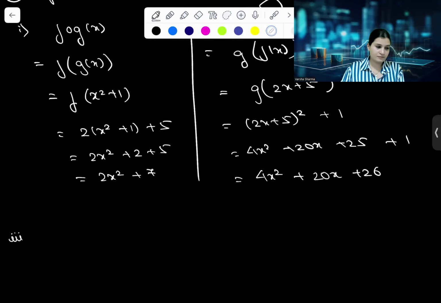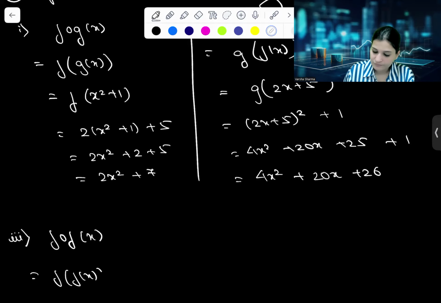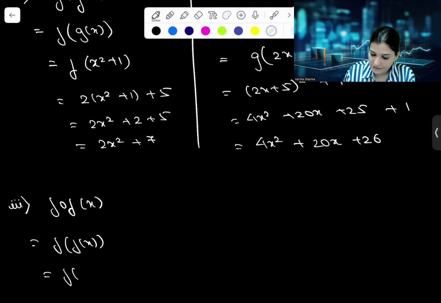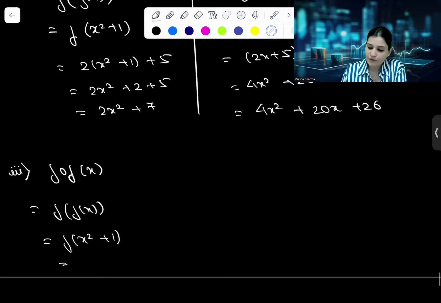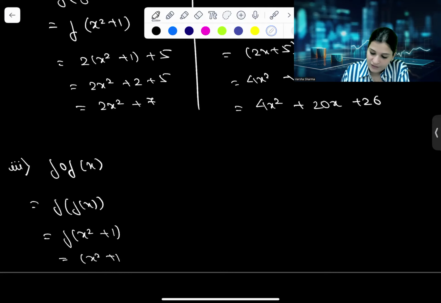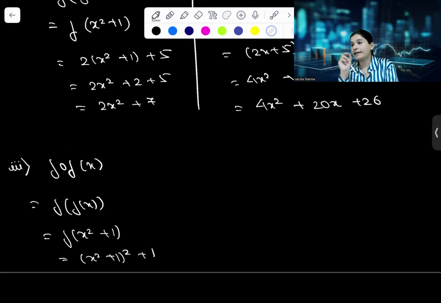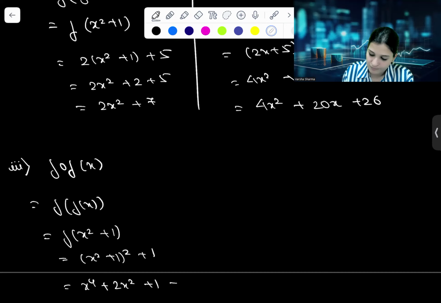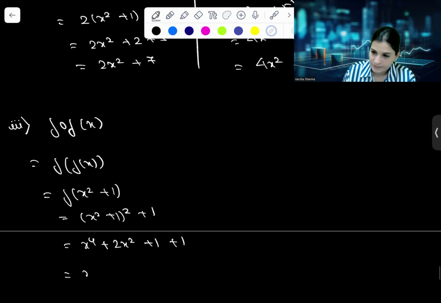Third, f composite f of x. So f(x), f(x) is x² + 1. Now again we put it in the f formula: square of this plus 1. Whatever we get in the bracket gets substituted instead of x. So x⁴ + 2x² + 1 + 1. x⁴ + 2x² + 2.